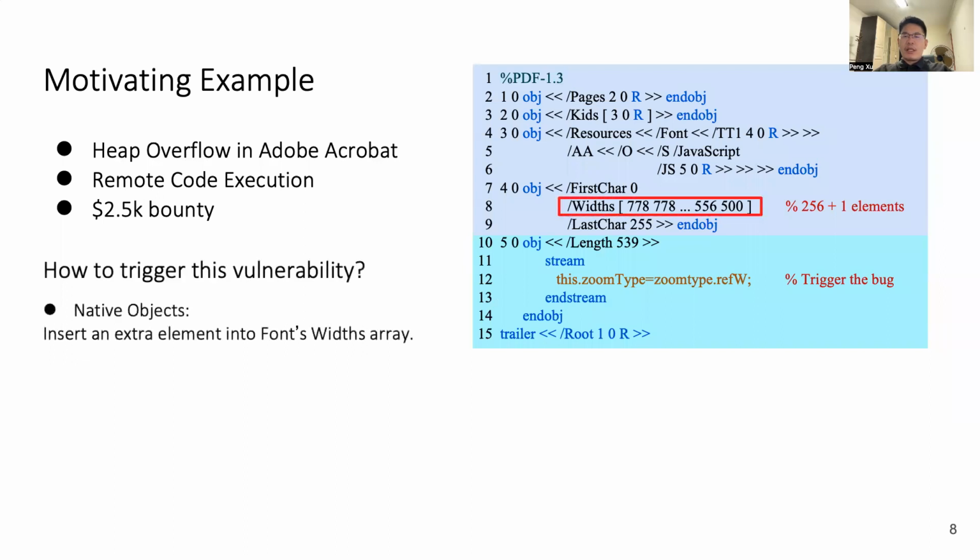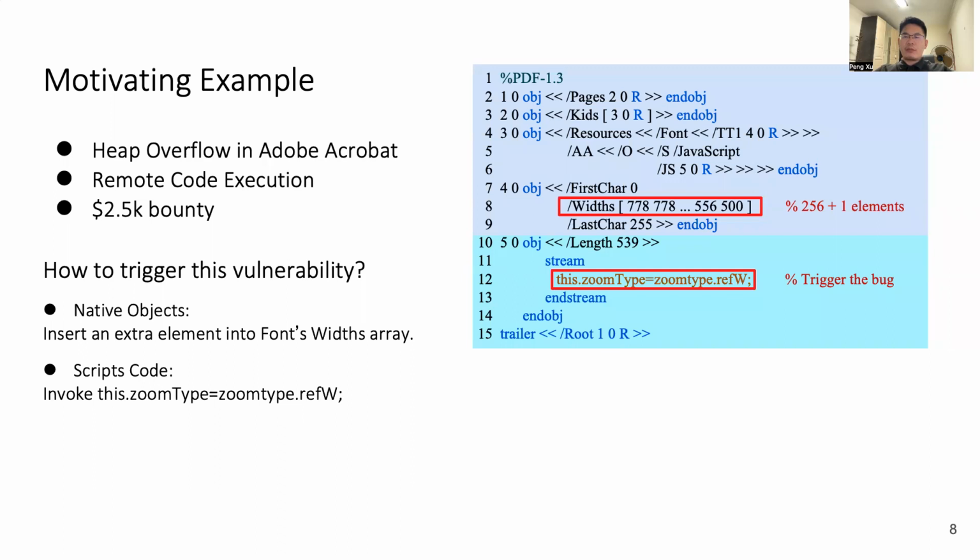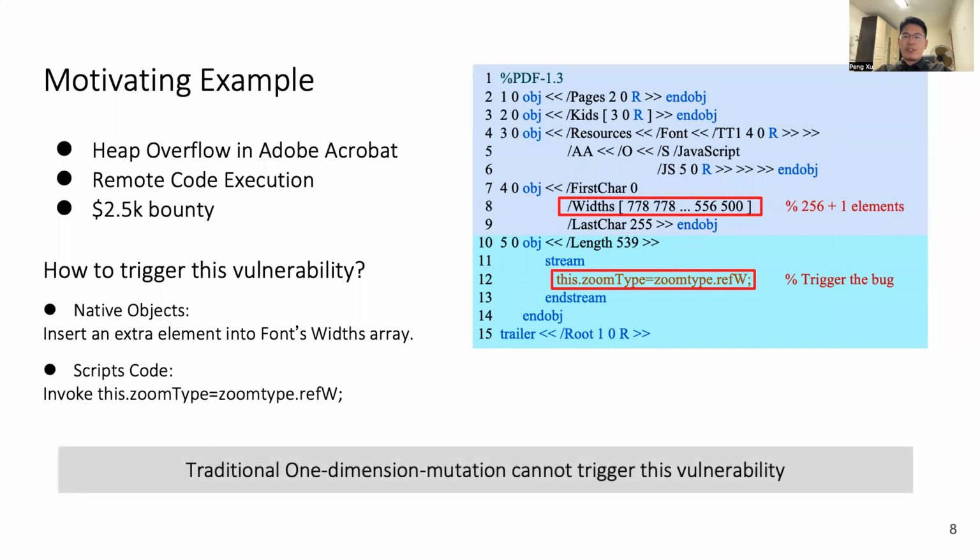First of all, in native objects, we must insert one extra element into the file. Then in script code, we must utilize JavaScript code to change the zoom type of the document to RefW. So as you can see, to trigger this vulnerability, we must mutate both native objects and script code. And a traditional one-dimension mutation cannot find this sort of vulnerability. Inspired by this vulnerability, we want to design a new solution to discover this sort of vulnerability related to both native objects and the script code.